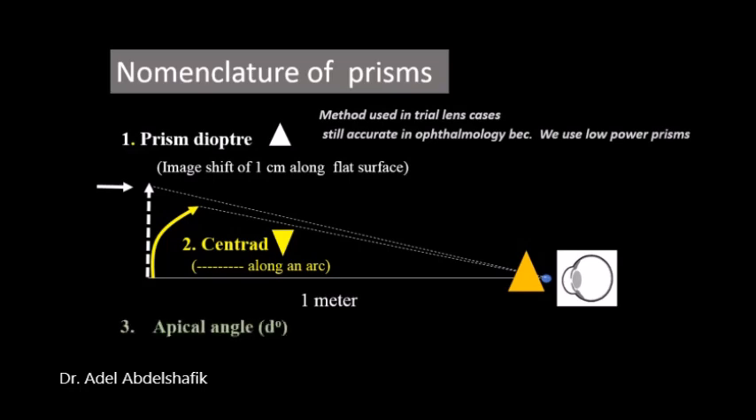The third method is the apical angle in degrees. We say that we have a 10-degree prism, 20-degree prism, and so on. Lastly, the angle of minimal deviation in degrees. As we said before, the minimal deviation equals half of the apical angle. So we have 4 different methods for the nomenclature of a prism.